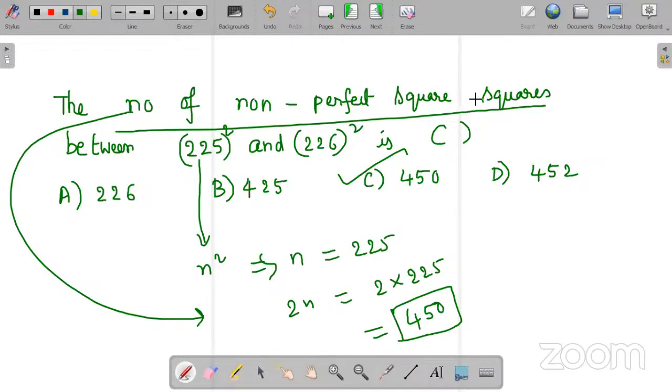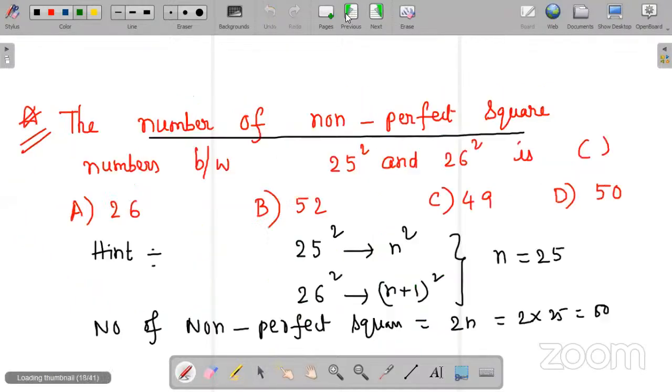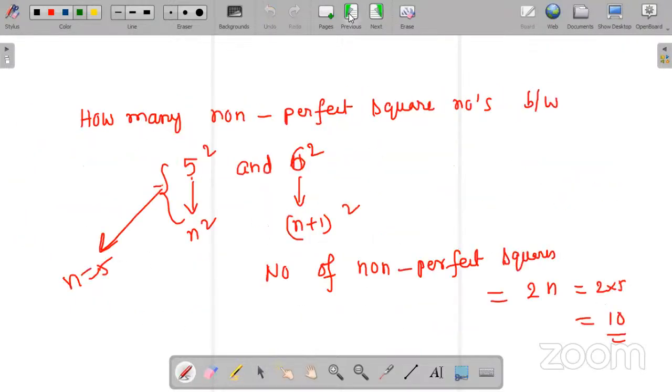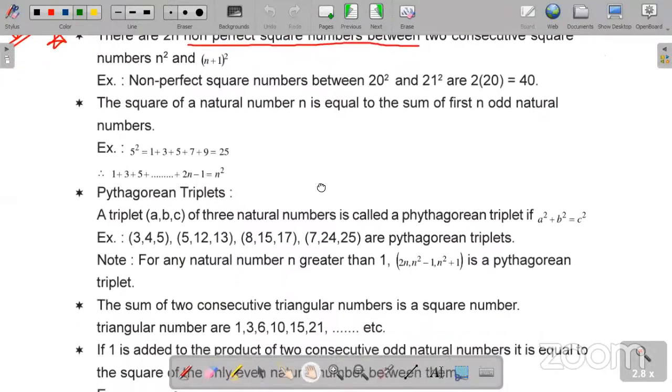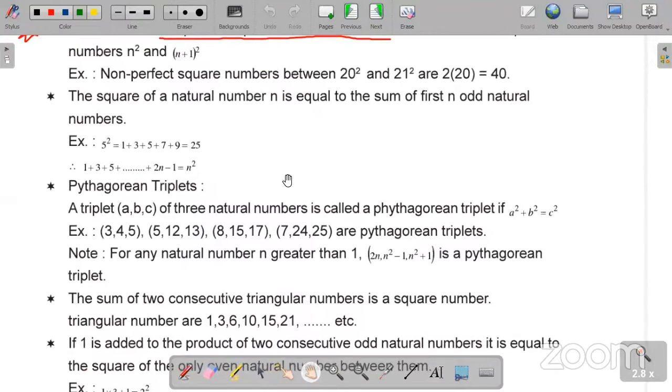C is the right answer. Right, very good. So let us move to the next concept. This is also very interesting.